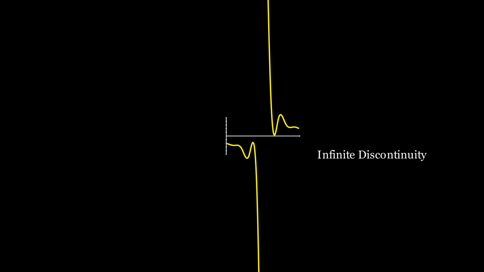There are several types of discontinuities. First, a jump discontinuity occurs when the left and right limits exist but are different. Next, a removable discontinuity is like a hole in the graph. The limit exists but doesn't match the function value. Finally, an infinite discontinuity occurs when the function grows without bound near a point.